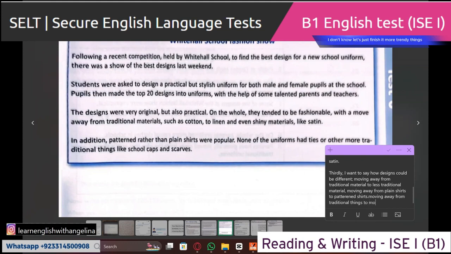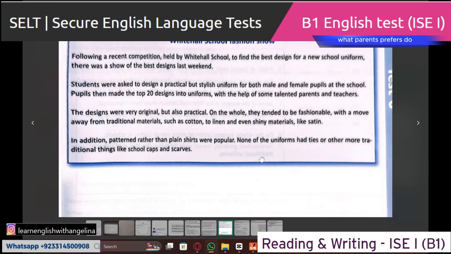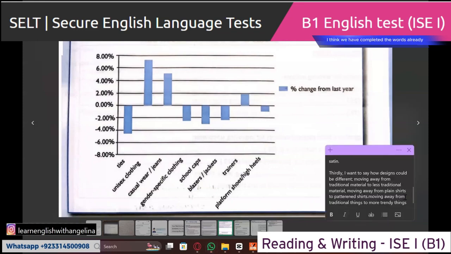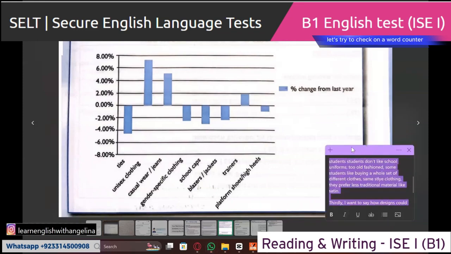I don't know. Let's just finish it. More trendy things. But in case in your exam you need more words, you can write that in here: moving away from traditional things like school caps and scarves and ties to jeans and casual unisex clothing and trainers. Okay, this is your choice. I think we have completed the words already. Let's check on a word counter. How many words are these?